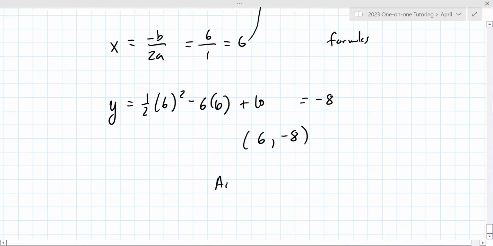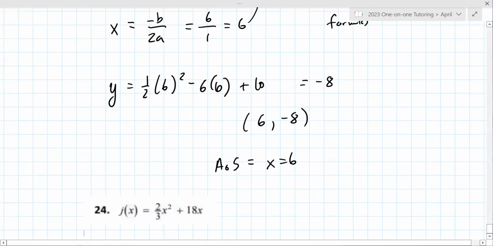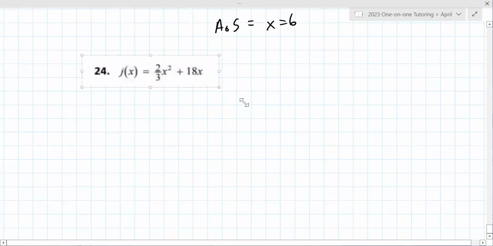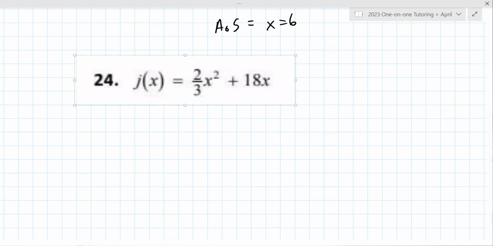What's the axis of symmetry? x equals 6. Yeah, this one has to be an equation. Whereas when you're writing a 0 and you say x equals 0, that's not really correct. It's better to write it as an ordered pair. This one has to be an equation. Okay, same thing here. Why don't you use formulas? Give me the vertex of this, please. The vertex of -b. -18 over 4/3.